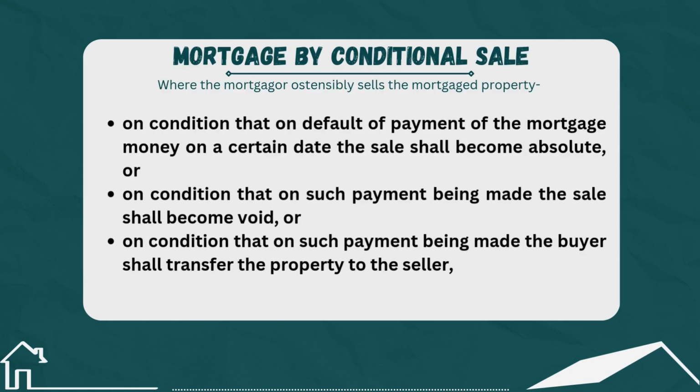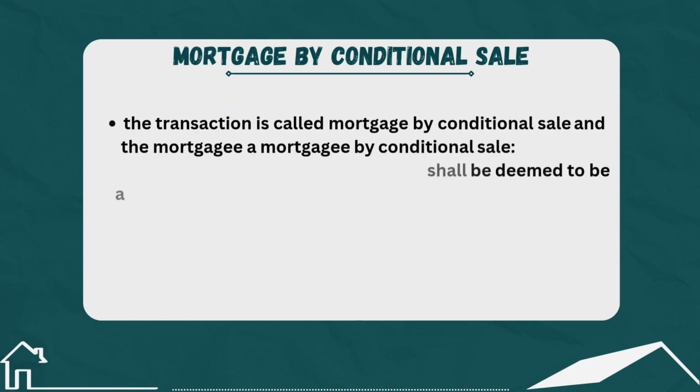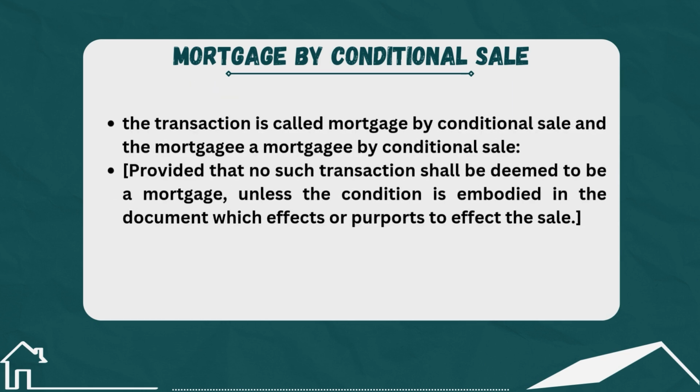Another kind of mortgage is mortgage by conditional sale, where the mortgager ostensibly sells the mortgage property on condition that on default of payment of the mortgage money on a certain date the sale shall become absolute, or on condition that on such payment being made the sale shall become void, or on condition that on such payment being made the buyer shall transfer the property to the seller. The transaction is called mortgage by conditional sale and the mortgagee a mortgagee by conditional sale, provided that no such transaction shall be deemed to be a mortgage unless the condition is embodied in the document which effects or purports to effect the sale.